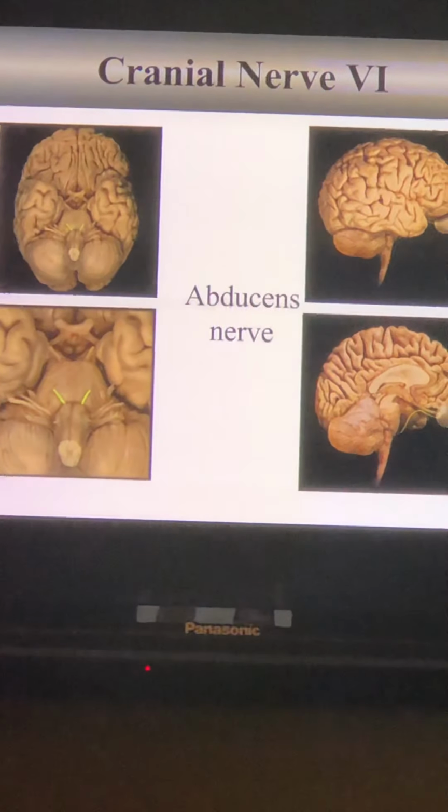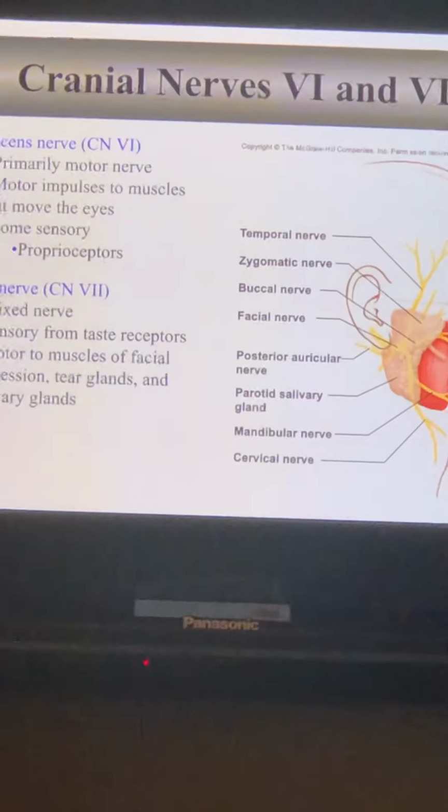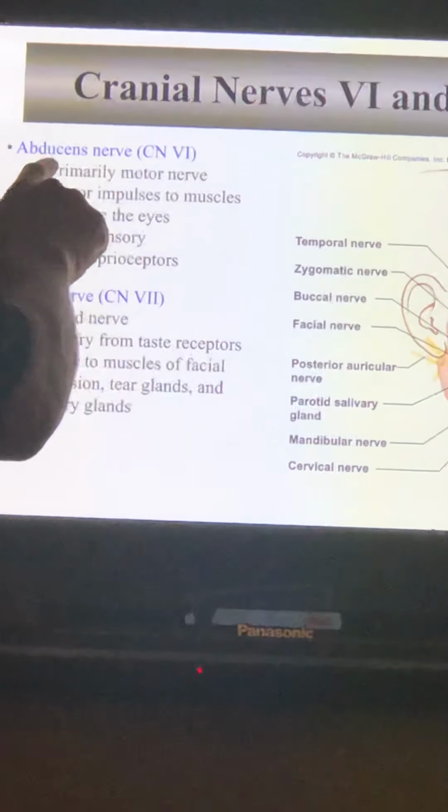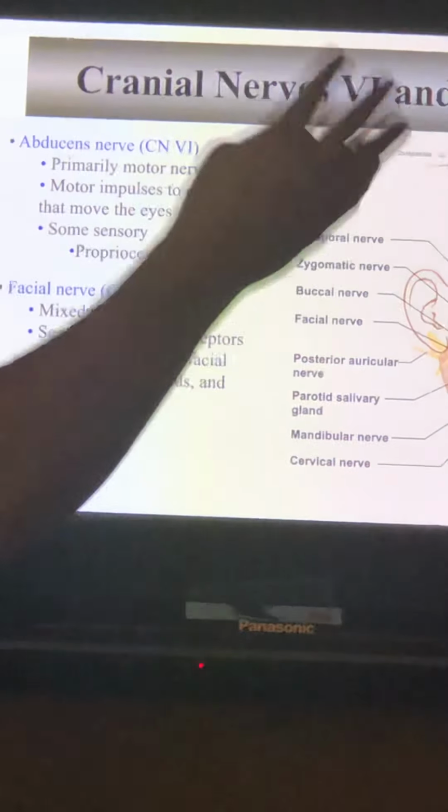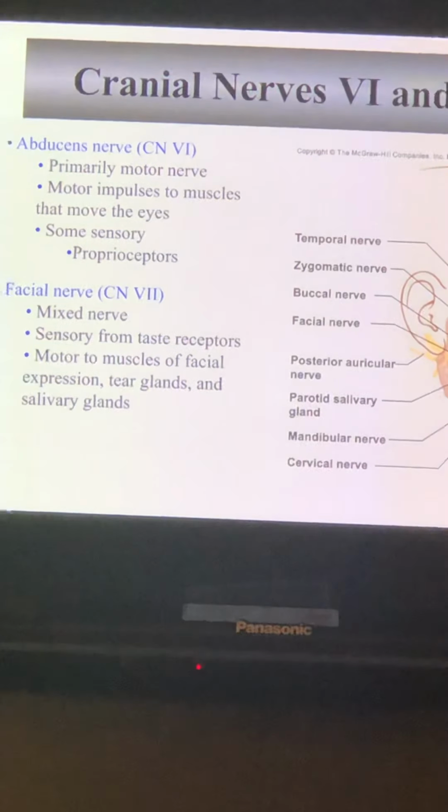Whoops, sorry, I skipped one. Okay, again, cranial nerve 6, we already did the abducens. It moves the eye with cranial nerve 3 and 4. So I will ask you those all together.